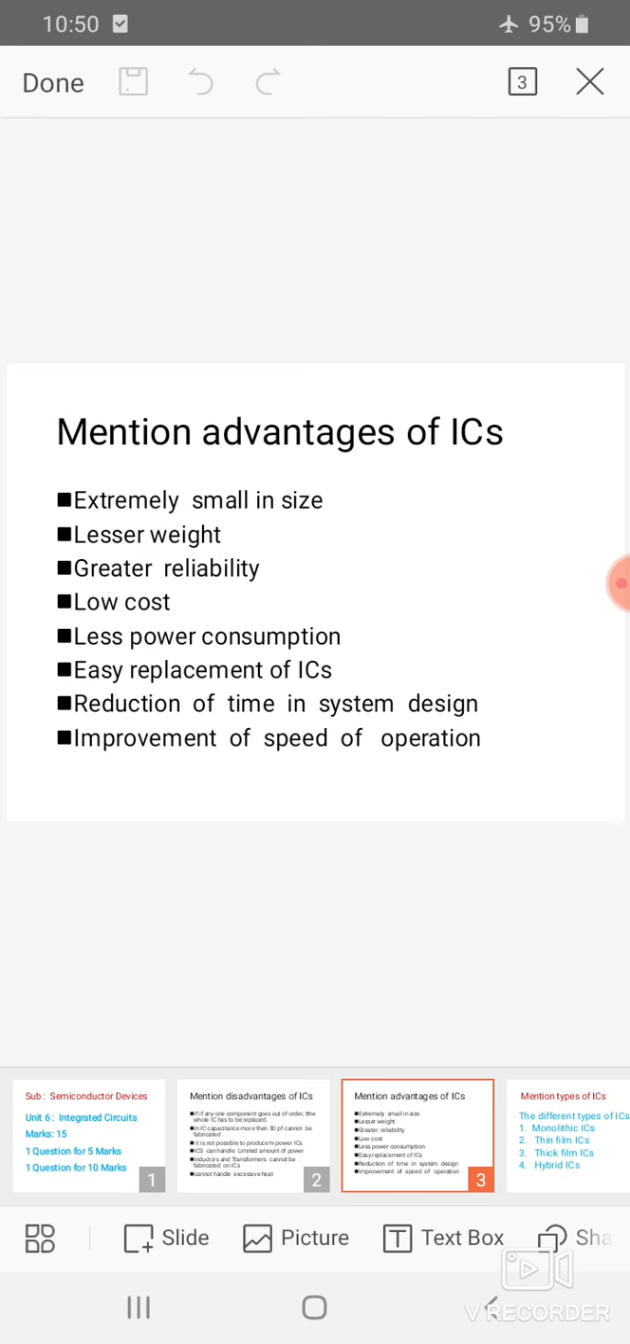ICs are available at the cost of one discrete component itself. For example, if you want to purchase a single diode from the market, you have to pay at least 5 rupees or 10 rupees, or 30 rupees also. For the same cost the whole IC will come, that is, the whole circuit will cost the same as a discrete component. So those are the disadvantages, but they do not affect the operation much.